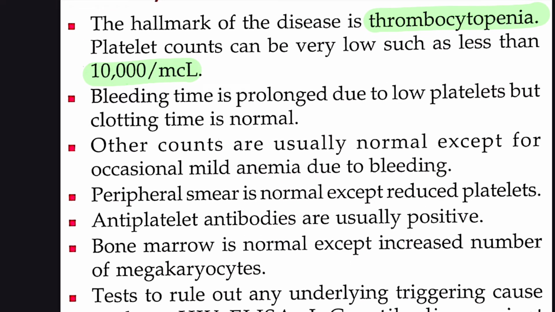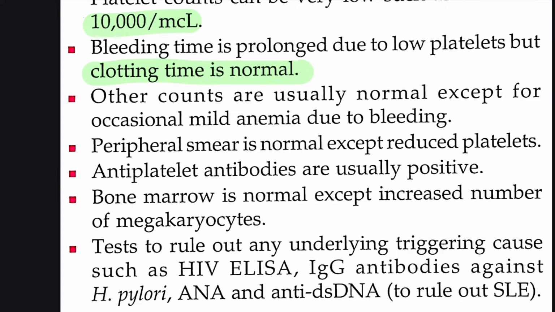Bleeding time is prolonged due to low platelets, but clotting time is normal. Other counts are usually normal except for occasional mild anemia due to bleeding. Peripheral smear is normal except for reduced platelets. Antiplatelet antibodies are usually positive. Bone marrow is normal except for an increased number of megakaryocytes.